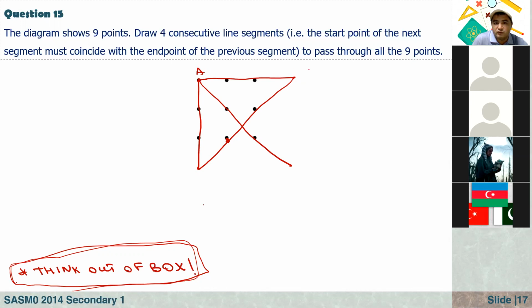From A to B, my first line segment. From B to C, second line segment. From C to A, third line segment. From A to D, fourth line segment. Umbrella. So by drawing 4 consecutive line segments, we actually pass through all of these points.